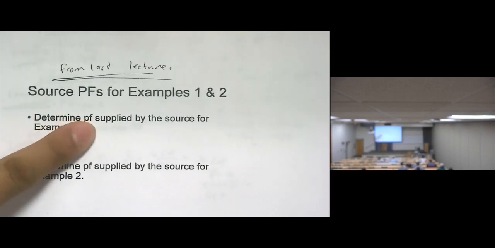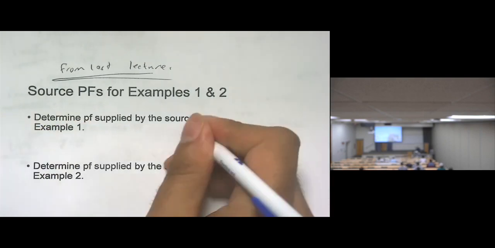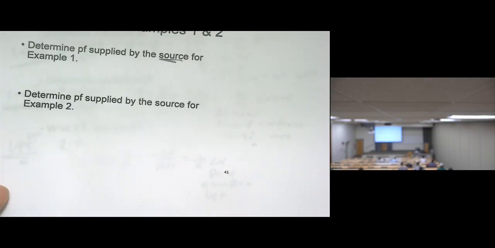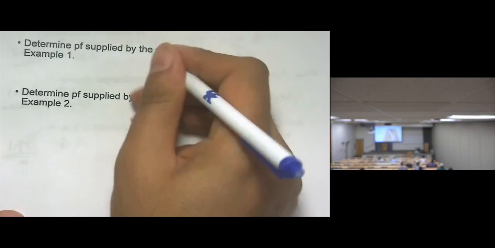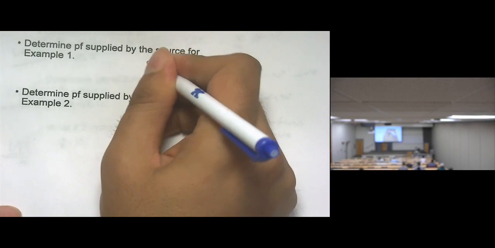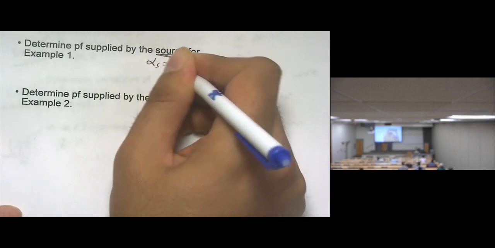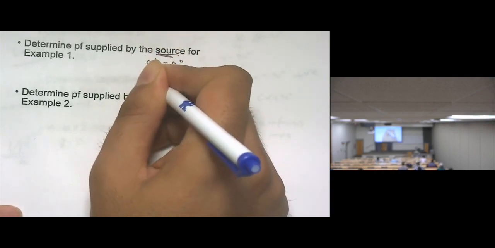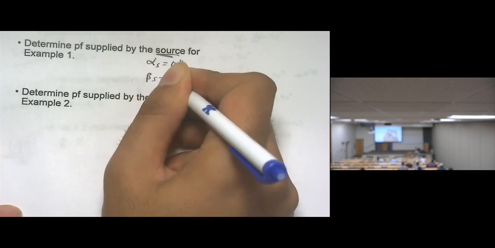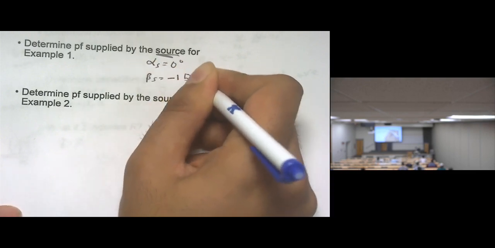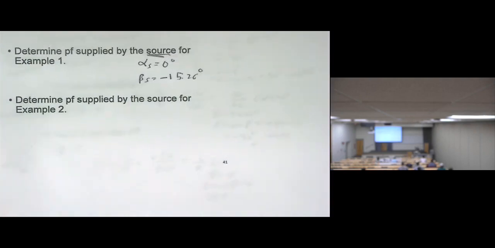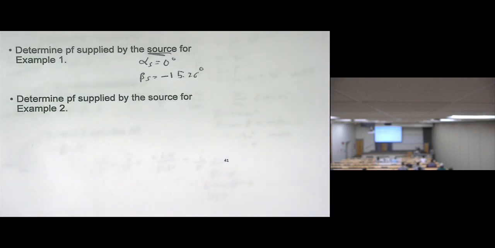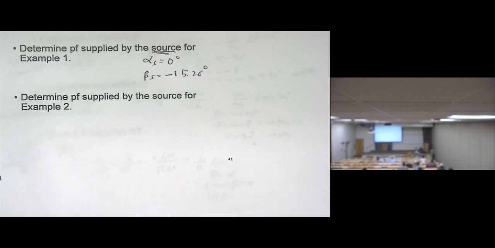In this question, find the power factor for the source. By going back to that question, we will realize that the angle of the voltage source was 0, and the angle of the current associated with the voltage source was negative 15.26 degrees. That was example 1. So how can I find the power factor? You can go back to example 1 in the last lecture and just add another point, which is find the power factor of the source.